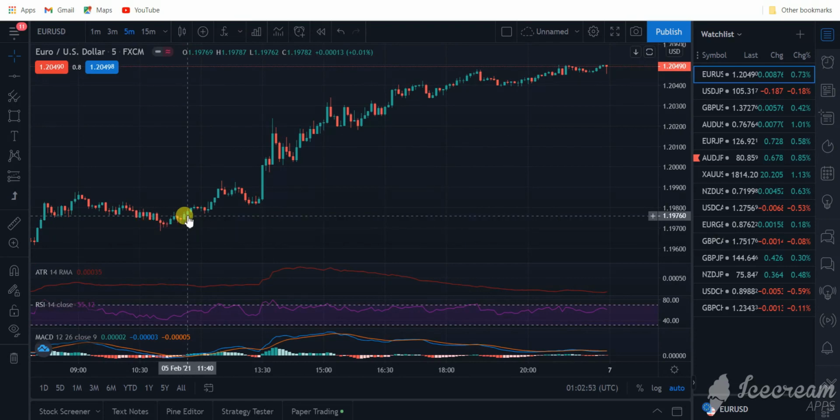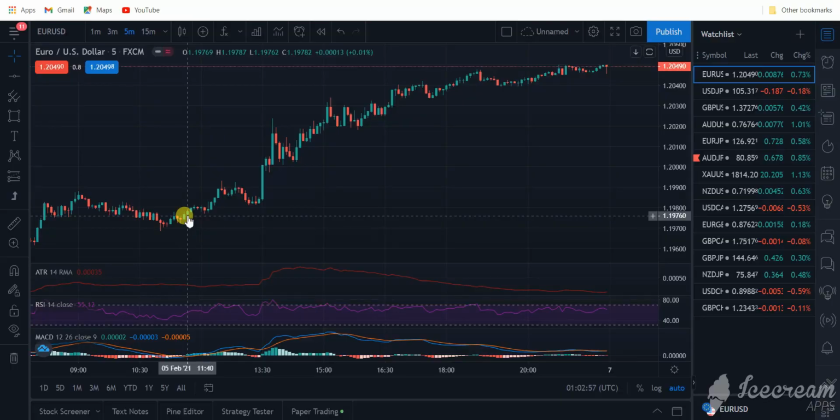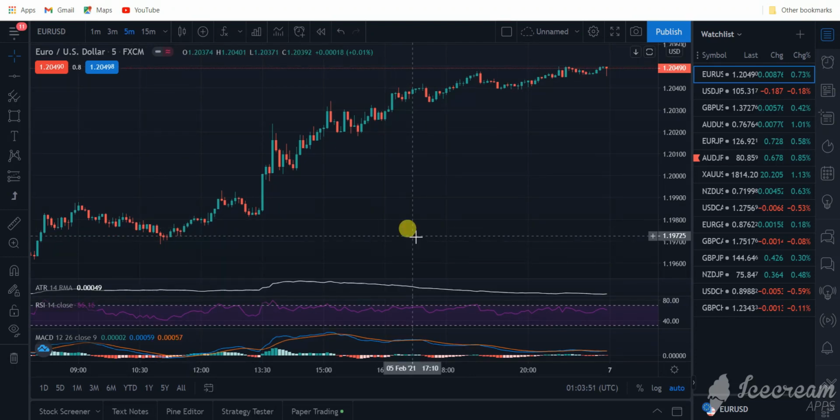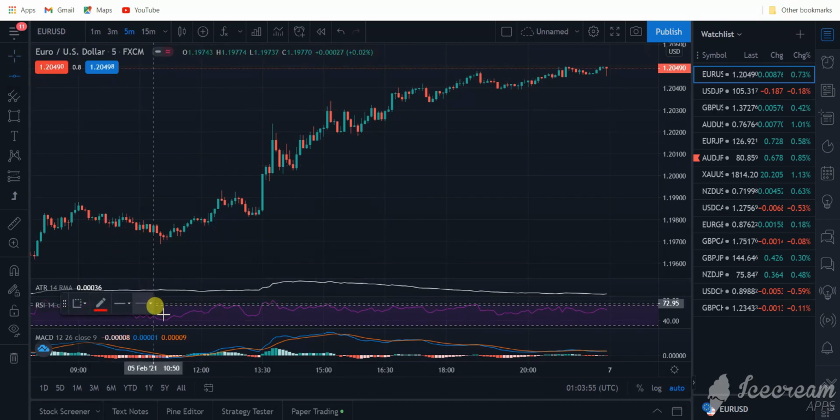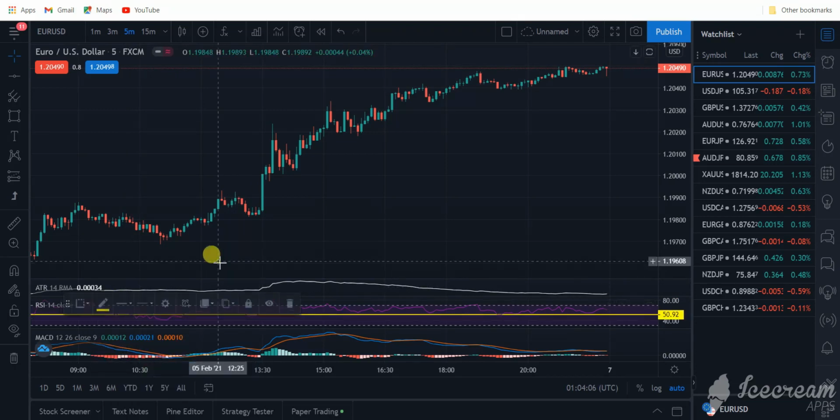Alright guys, so before we get into this video, I just want to explain the rules and conditions of this strategy. So basically all we're looking for is, I want you guys to really listen to this. We want to plot a horizontal line on the 50 zone of this RSI. Let's change the color to gold so we can see it clearly, and let's change the RSI to a more visual color.